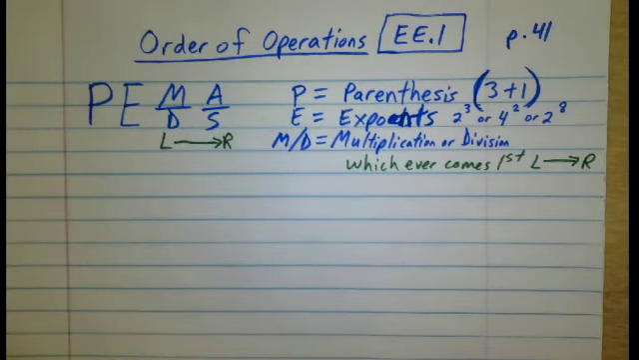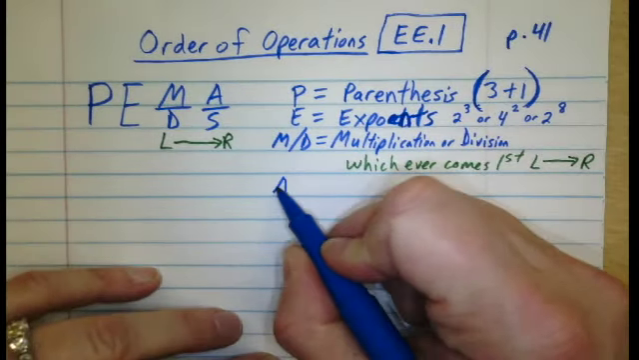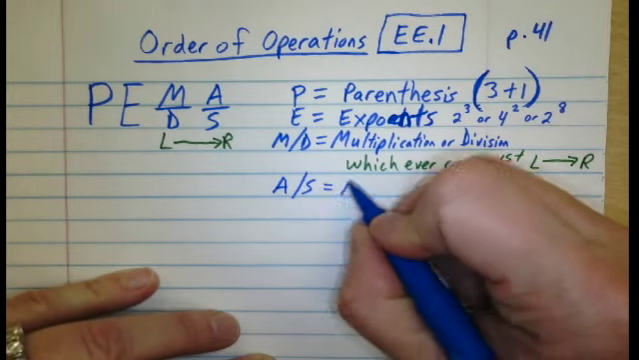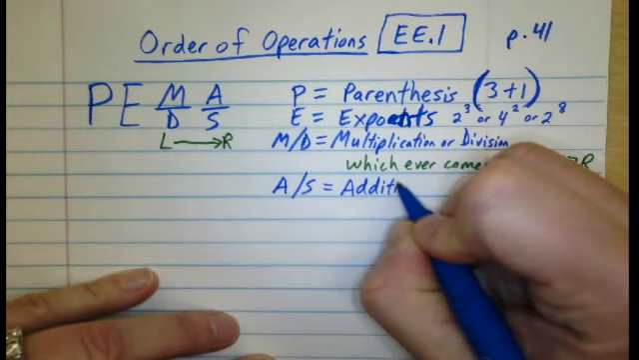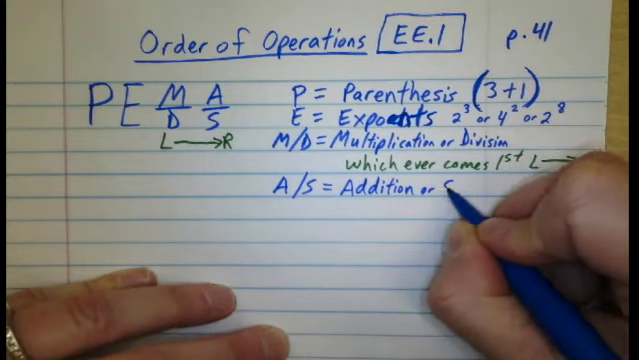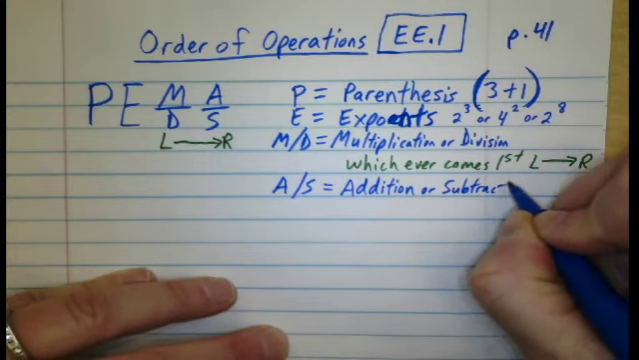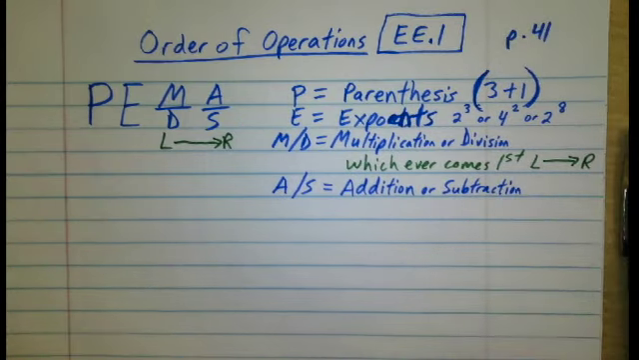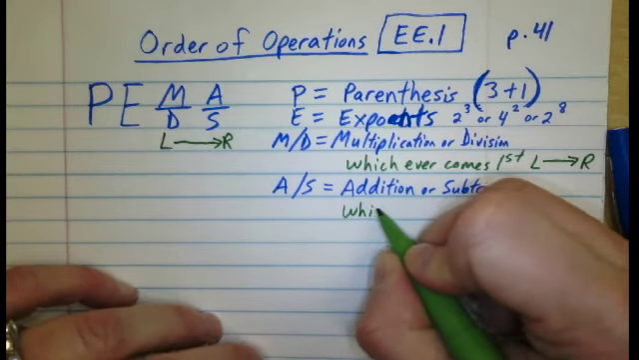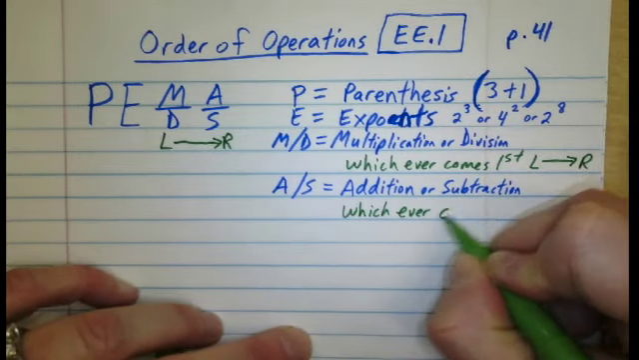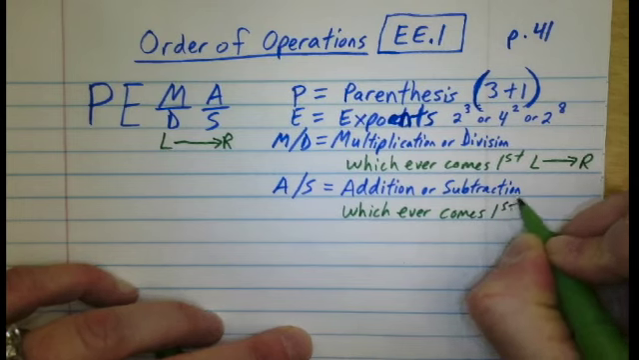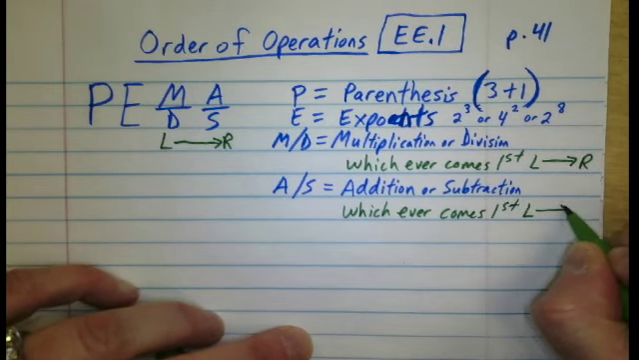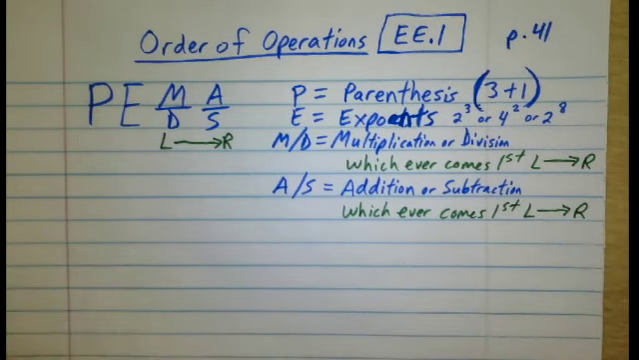Also with addition and subtraction, that's very similar. So I'm going to put A/S, which is addition or subtraction. Again, whichever comes first when working the problem left to right. That doesn't mean that addition always wins and always comes first. It's just whichever one comes first.